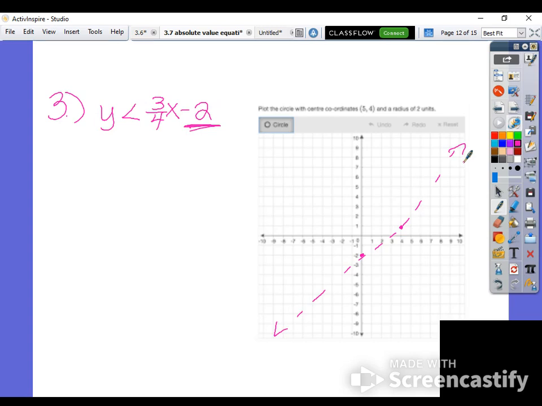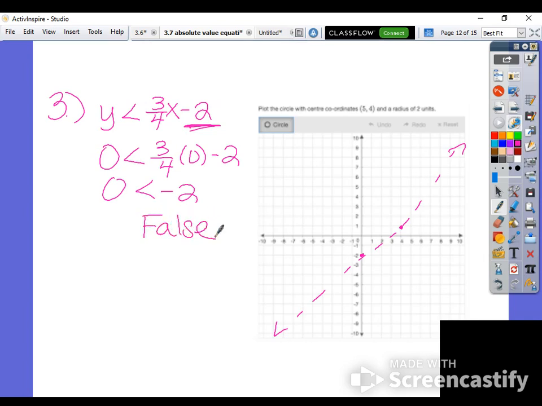Again, we need a test point. 0, 0 is the best one to use. So is 0 less than -2? Okay, that would be false. So that means the side that 0, 0 is on doesn't work for this inequality. So I need to shade away from 0, 0. This side's false. I want the true side, which would be below the line.